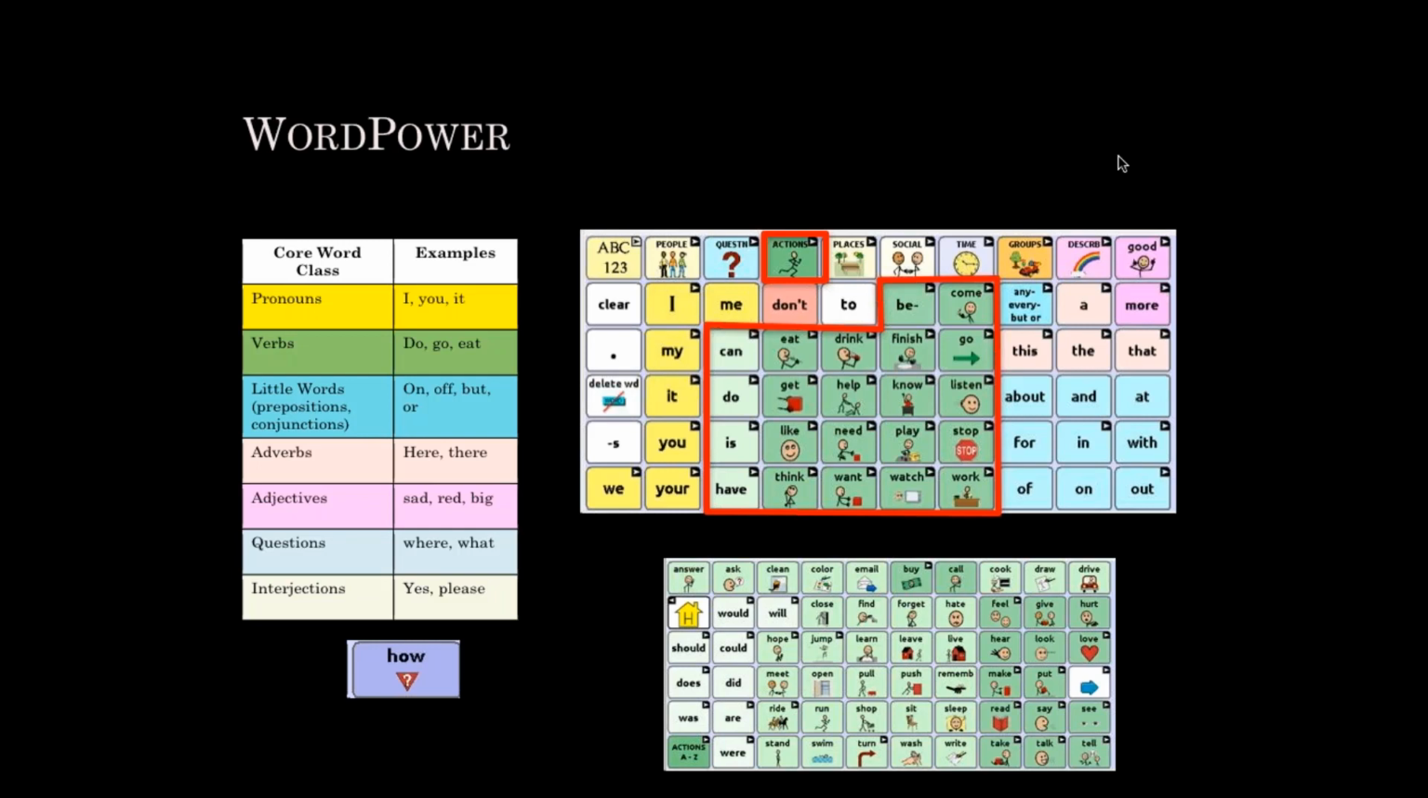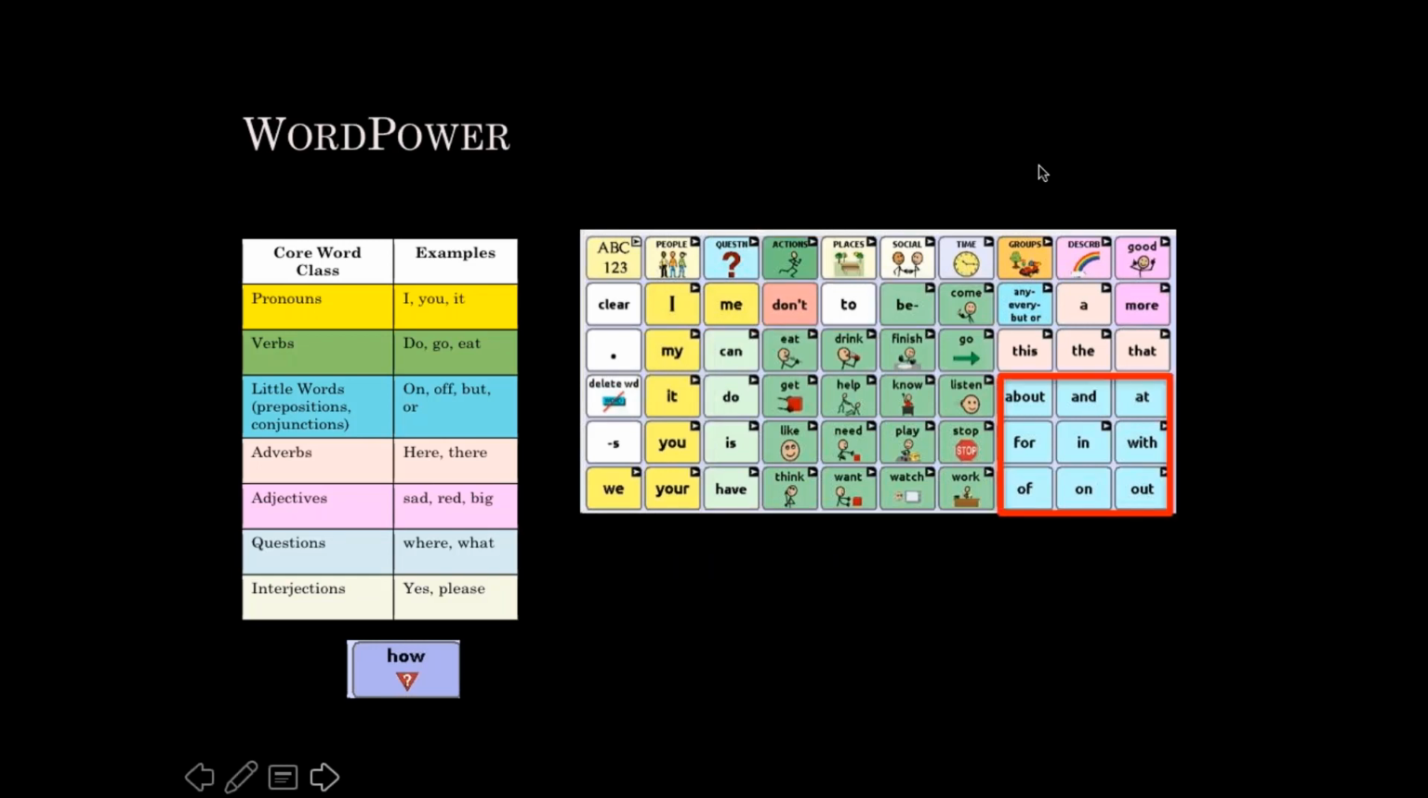And there's also an actions A to Z, which is all the verbs alphabetized under each letter. So if you go into actions A to Z and hit the letter A, it'll give you all the verbs that start with the letter A. Okay, I'm going to skip through. So the pattern kind of goes on.